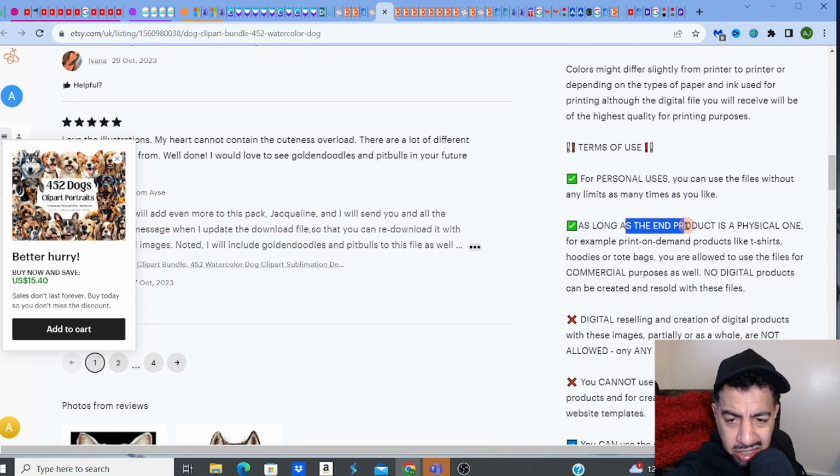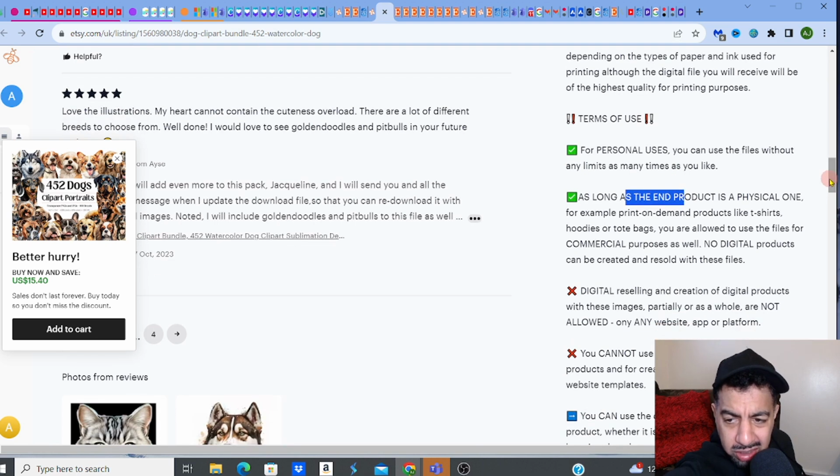Another thing: as long as the end product is a physical one, for example print on demand, like t-shirts, you're allowed to use the files for commercial purposes as well. So it's a very clear explanation of how you can use it, the size of it, and what might happen if you use it for different printers. Nice little emojis as well, just to make sure that you can see, like ticks and so on.